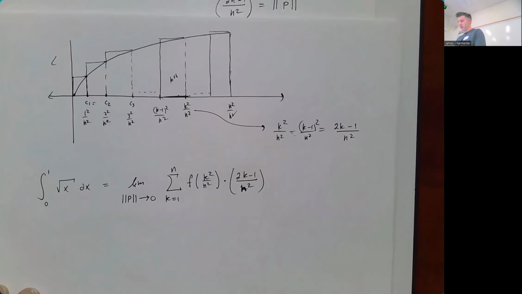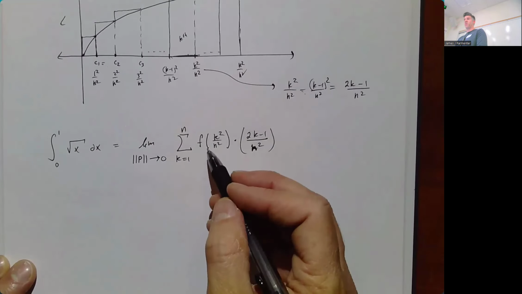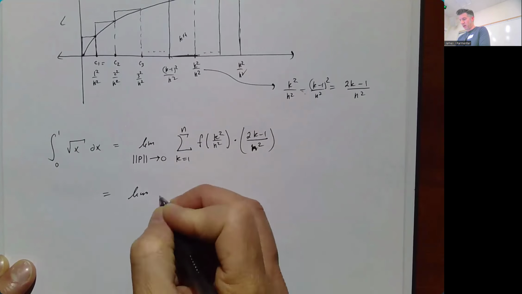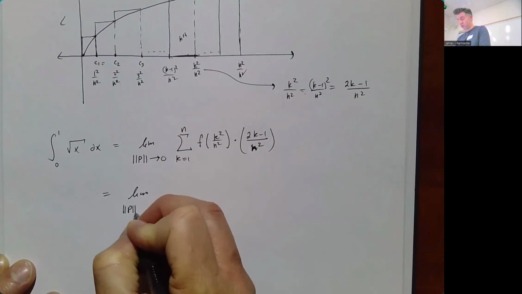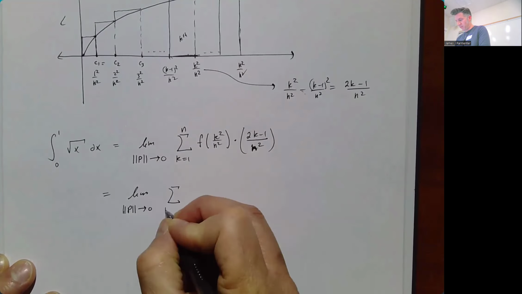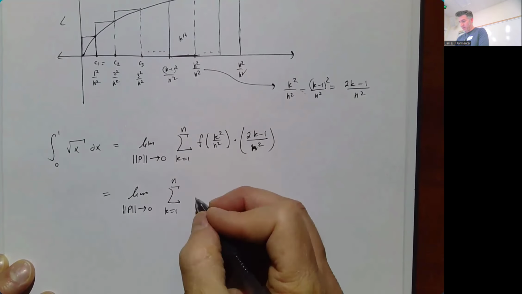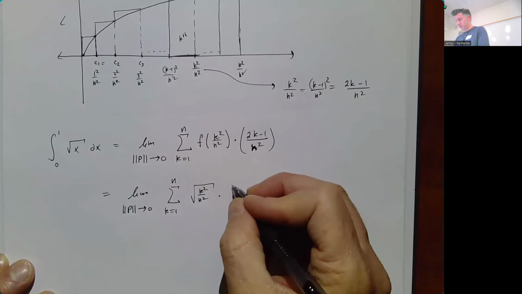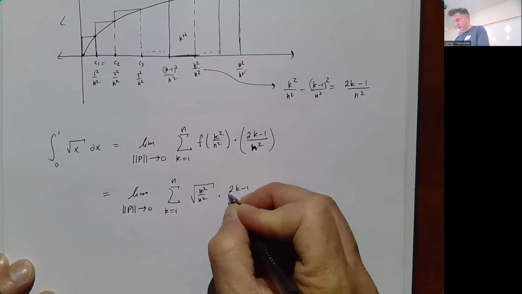All right, so then our function here is the square root. So this is going to be the limit as the norm of our partition goes to 0 of the sum from k equals 1 to n of the square root of k squared over n squared times 2k minus 1 over n squared.